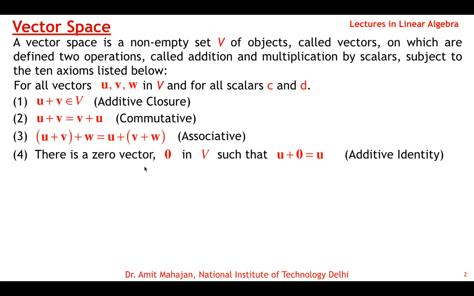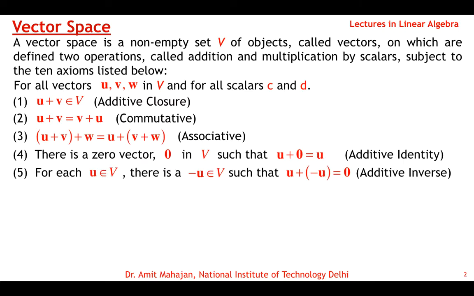The fourth property is the existence of zero, or additive identity. Okay, so there is a zero vector, 0, in the set V, such that u plus 0 is u. Okay, so there is existence of the zero vector. Later we will take an example to show that this zero vector does not mean the number 0. Okay, it can be something which satisfies this result.